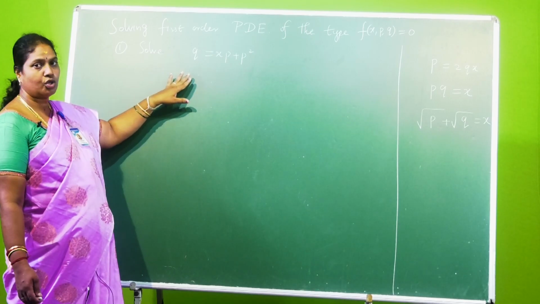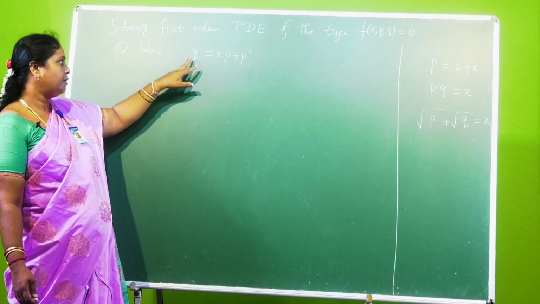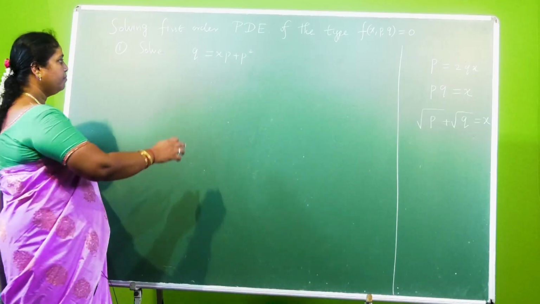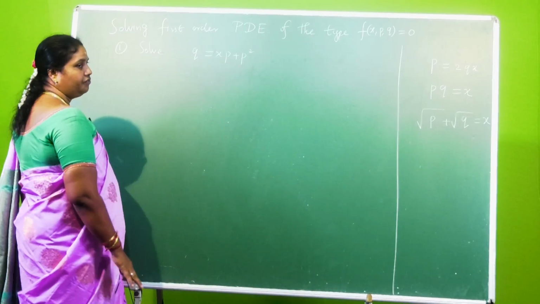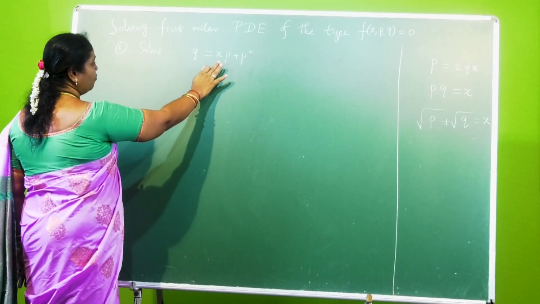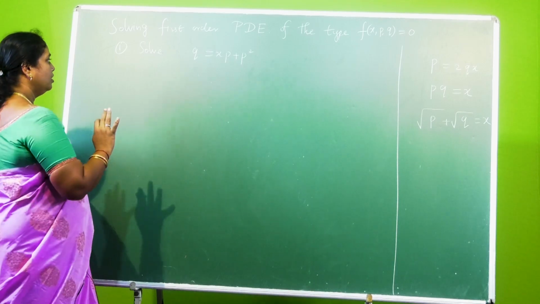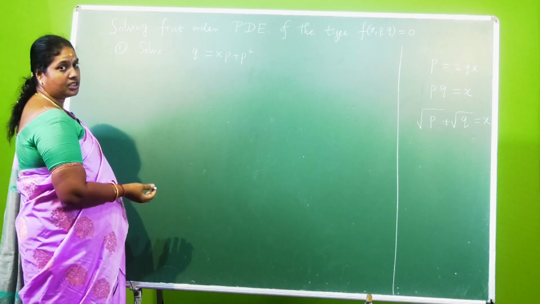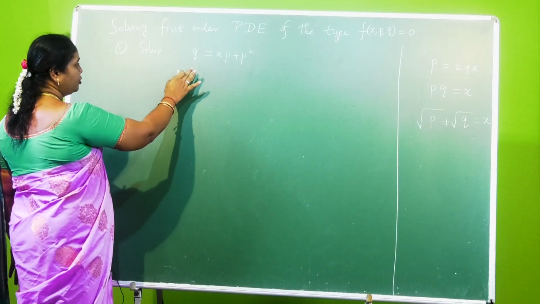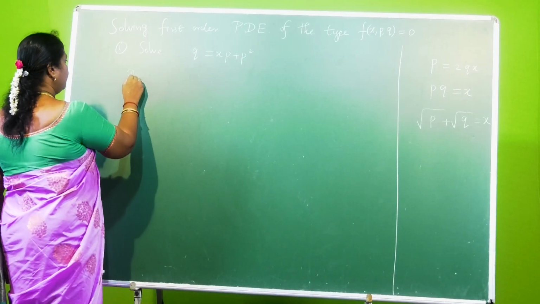Let us see how to solve the partial differential equation of the first order of the type q equal to xp plus p square. From this relation, we are very clear that this equation consists of only the variables x, p, q, not y and z. So, what are the procedures? The first step, we have to give some substitution to q.